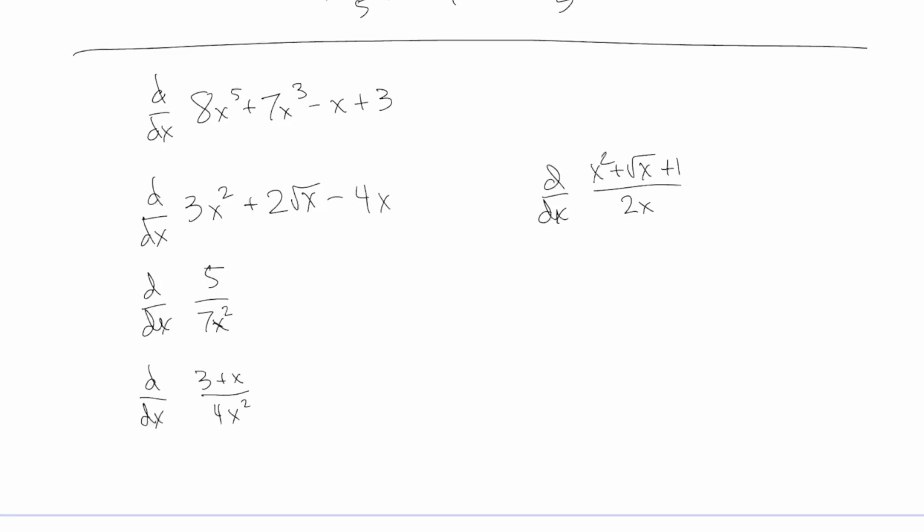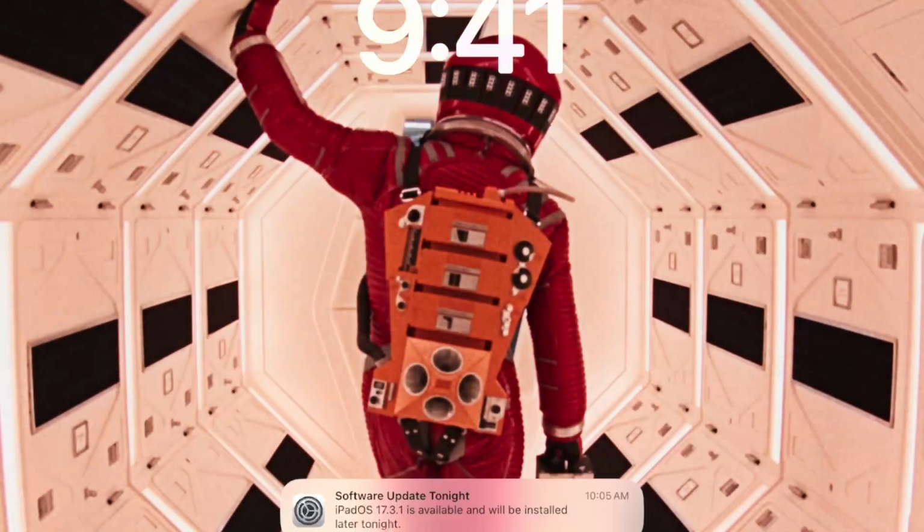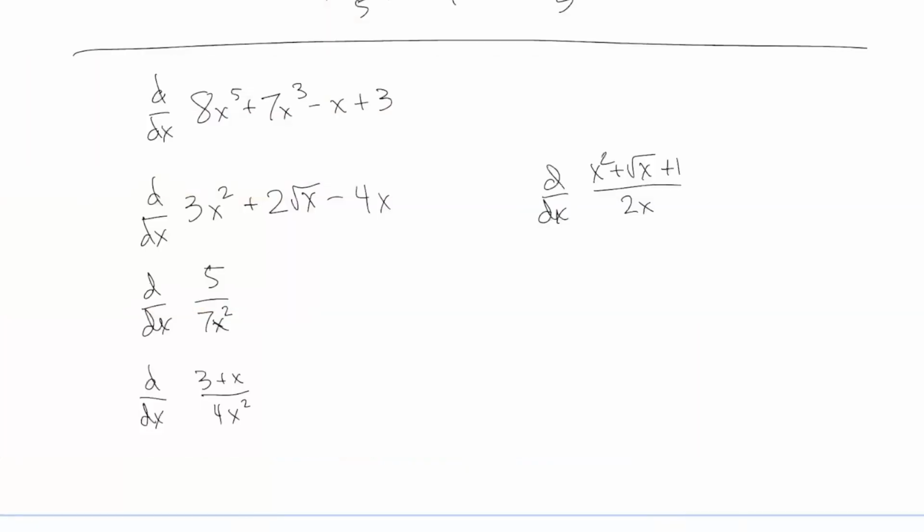All right, let's talk about these. I see not quite everybody is all the way finished, but that's all right. The first one is just a simple derivative of all of this stuff. I get 40x to the 4 plus 21x squared minus 1. I hope that's what everybody got. Remember, x by itself becomes 1, and the plus 3 at the end goes away because a constant becomes a 0. All right, that was the easy one.